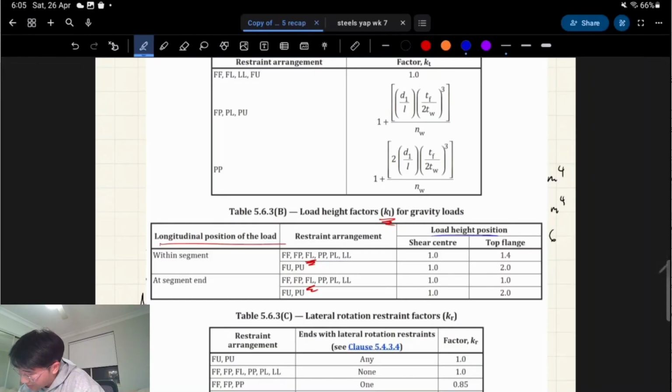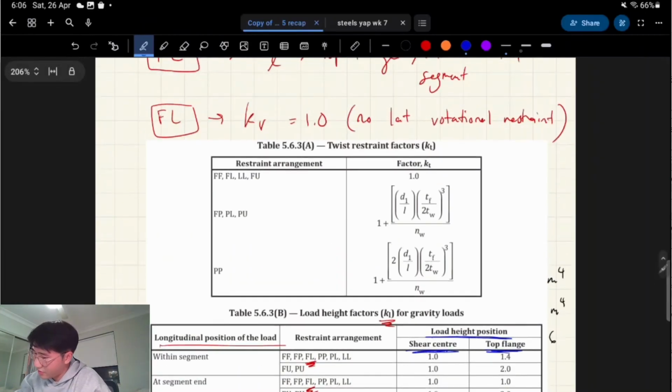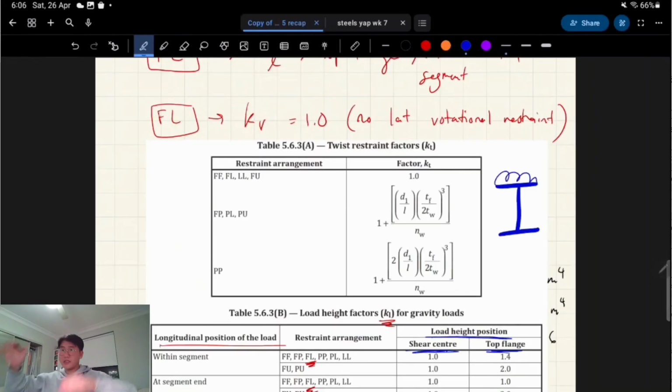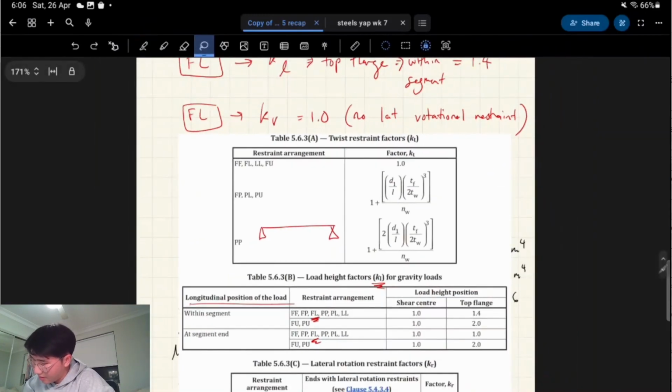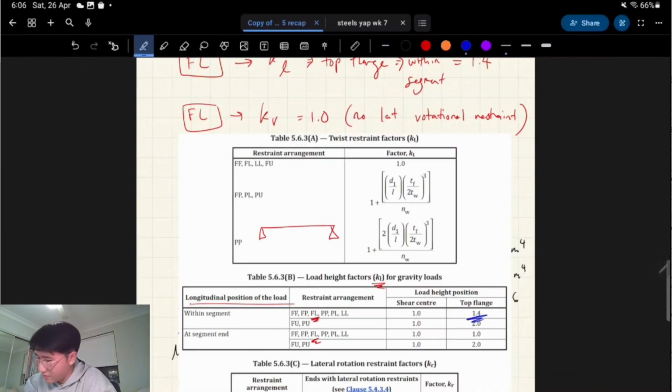Next we care about the load height position. So there's shear center and there's top flange. It says in the question the top flange is loaded, but that just means that a uniformly distributed load is positioned at the top flange. Shear center would be if there was something weighing it down from the middle instead. So that gives us 1.4. So that's what we're going to go with.